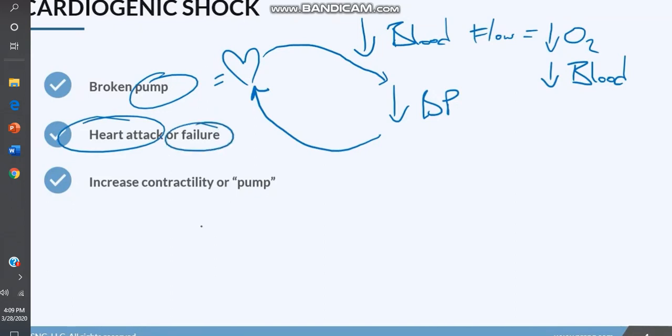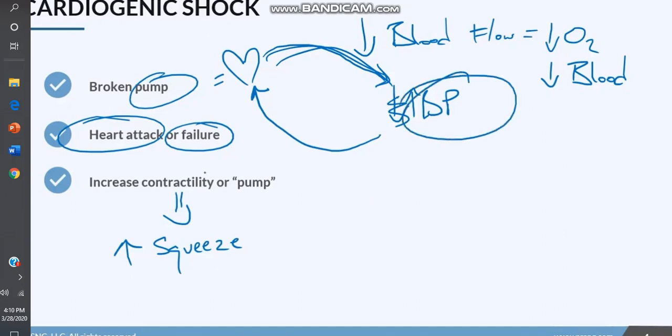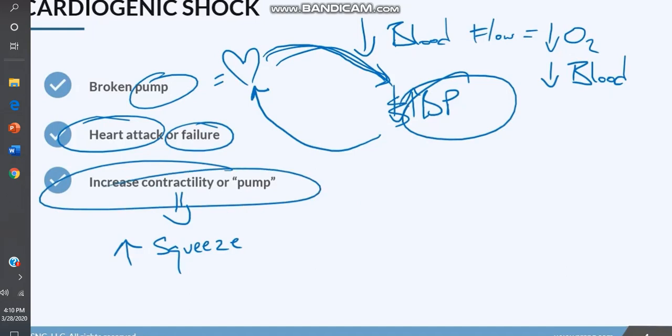And so what we have to do in order to fix this is increase the contractility, or the squeeze, in the heart. We want to increase the pump so that every time it pumps out, we're getting more blood flow so that we can correct this blood pressure and get it up. So if your patient has a heart attack and you correct the heart attack, then you can improve the perfusion of the heart and in turn fix the cardiogenic shock. But in the meantime, you want to support this blood pressure and try to increase this squeeze. So now let's take a look at neurogenic shock.